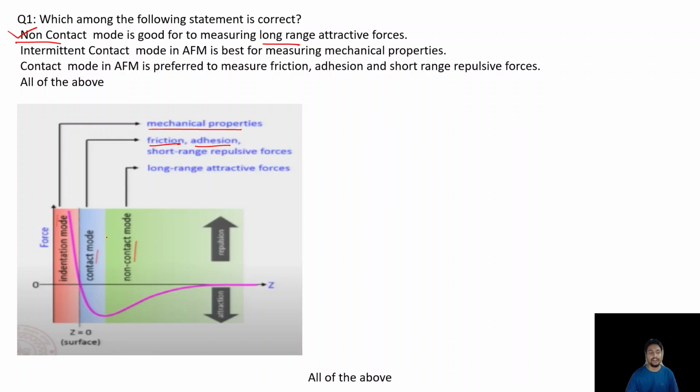In contact modes we are mainly dealing with the repulsion, right? Because this is the point of contact, and after that, whenever we go further, it is only the repulsion regime. So this is the repulsive kind of force, that is friction or adhesion, that we are going to measure in contact mode. So non-contact mode and intermittent are right, and contact mode obviously measures friction and adhesion. So all of the above options are right.